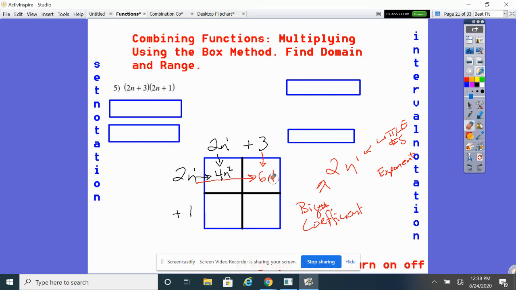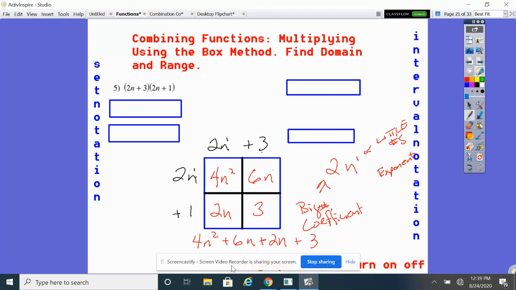Let me erase some of my nonsense. Multiply the big numbers, add the little numbers. So we said 2n times 2n gives me 4n squared, and 3 times 2n we said was 6n. Well, now 2n is lined up with 1, and 2n times 1 is 2n. 1 and 3 are lined up here. Multiply the big numbers. 1 times 3 is 3. So the answer now for this problem is going to be 4n squared. I'm going to start with the top box, then write the next box, plus 6n, then write the next box, plus 2n, and finally the last box, plus 3.